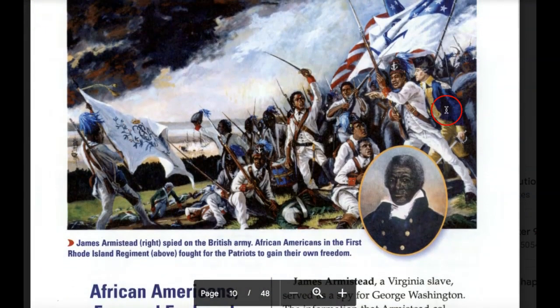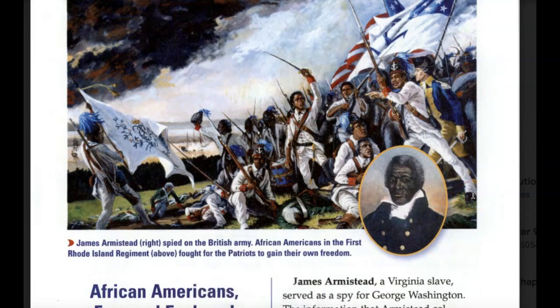James Armistead Wright spied on the British Army. African Americans in the 1st Rhode Island Regiment, above, fought for the Patriots to gain their own freedom.